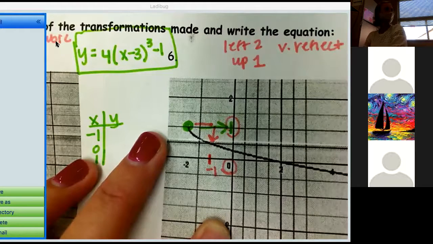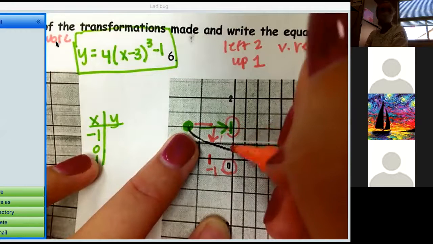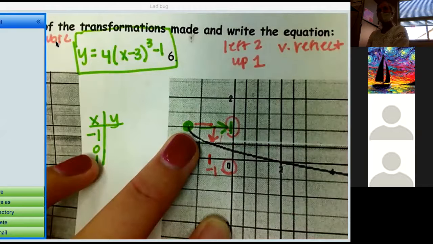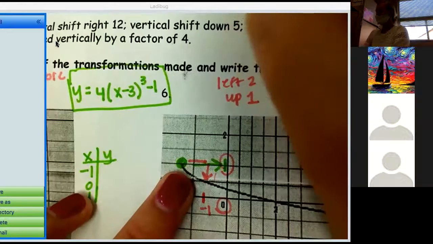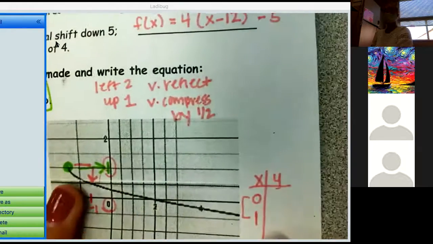Oh, who said that? Good job, Ann. Y'all, it goes down a half. It only goes halfway to 0. So if it goes down a half, what did I do to it? There we go. Vertical compressed by what? There we go. Good. So now can we write the equation?